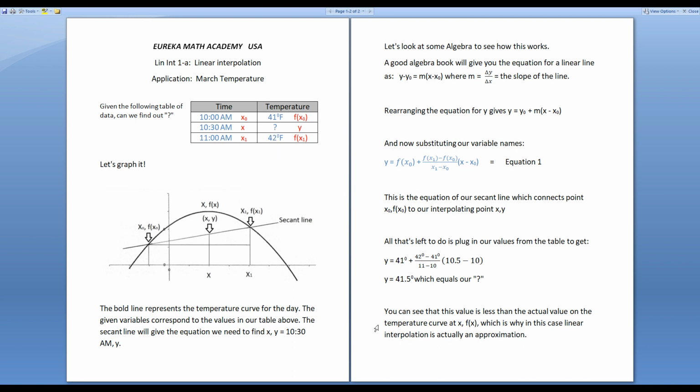One last point, you can see that this value is less than the actual value on the temperature curve at f of x naught. See, the temperature curve is here, but the value we found is right here. That's because linear interpolation is actually an approximation that makes it easier to find the values.